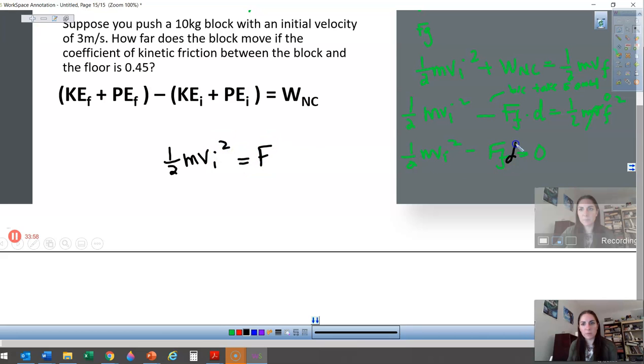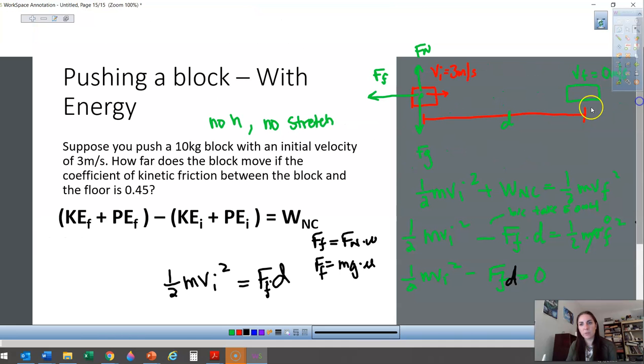And I forgot the d in here. There's a d. Force friction times d. Now notice this is negative, so I moved it over. So we have this. Now force friction on a level surface, so we have to go back. Force friction is force normal times mu. On a level surface, force normal is just mg, just the weight of the object, because they're equal out. So if you look up here, these two forces are equal.